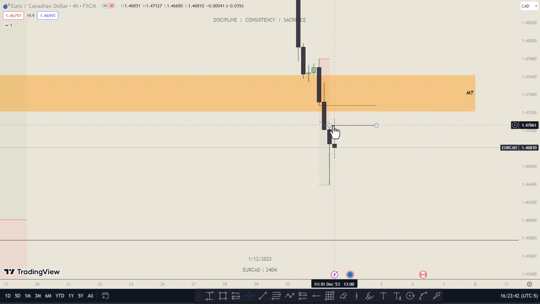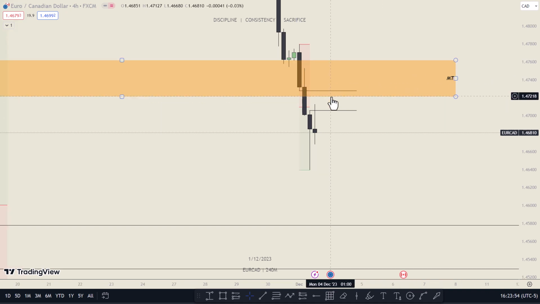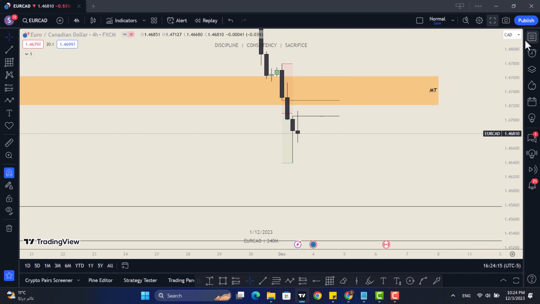Price reached premium, but I'm looking for maybe another sweep on this short-term high, and maybe to this mitigation block, and then I will look for short opportunities on the 15-minute and the 5-minute time frame. If it breaks lower from here, then I would reevaluate the situation. All right, let's move on to another pair.